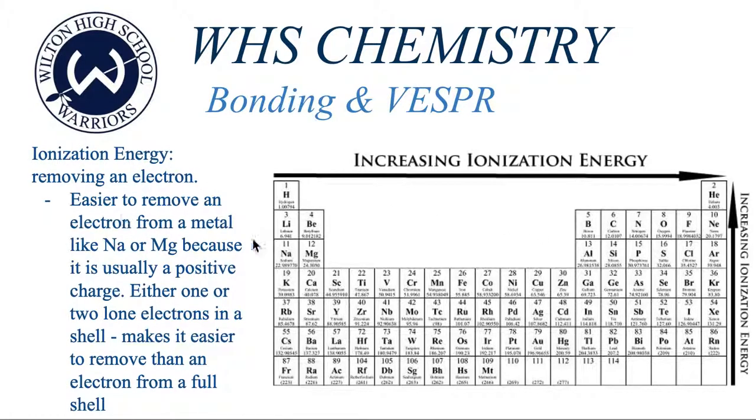removing an electron from a metal like sodium or magnesium or any of these metals, it's usually a positive charge when it's an ion, so it is really easy for you to remove an electron from these. Rather, fluorine, for example, has a -1 charge typically, so removing an electron from that would make it more positive, which would not be very stable.